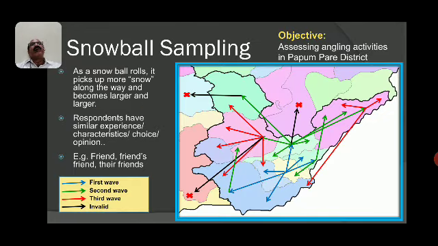Then next is snowball sampling. Snowball is basically taken from the word snowball. As a snowball rolls, it picks up more snow. That means it increases. As you roll it, a small ball, a snowball, will collect more and more snow.